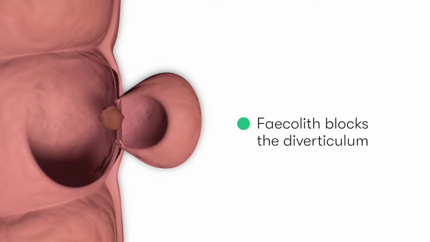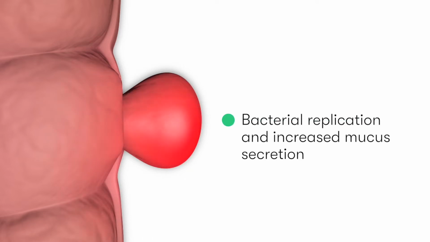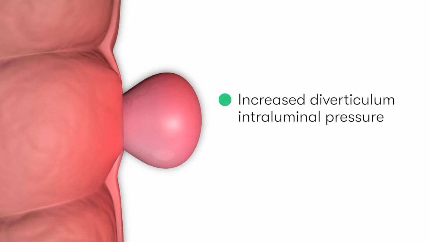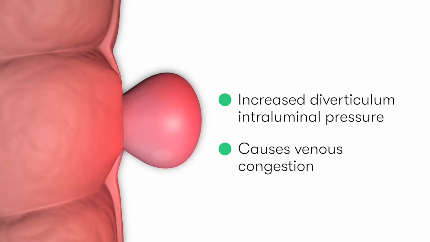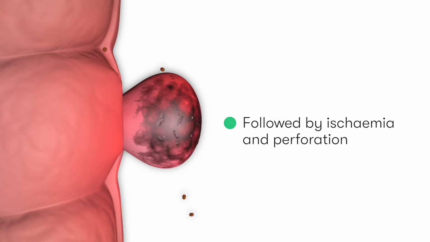In diverticulitis, the opening of the diverticulum becomes blocked, typically by a fecalith, as we can see here. Subsequently, this obstruction of the diverticulum lumen leads to replication of bacteria and increased mucus secretions within the diverticulum itself. As a result, this causes increasing intraluminal pressure within the diverticulum. This rising pressure results in venous congestion, which in turn leads to the development of ischemia of the wall of the diverticulum, and subsequently perforation.